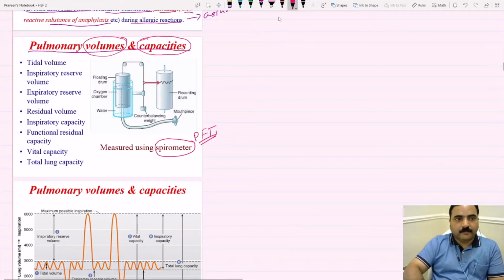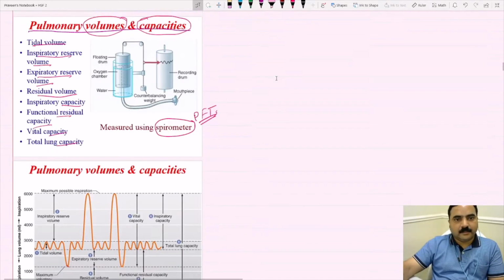We have different volumes like tidal volume, inspiratory reserve volume, expiratory reserve volume, and the residual volume. These are all the volumes. Then the sum of these will give you the capacity. We have the inspiratory capacity, functional residual capacity, vital capacity, and the total lung capacity.